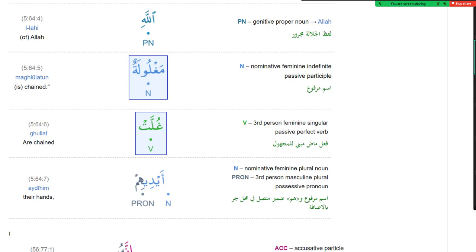And we have غلت. This is madi majhul غلت. Okay, and it has come in the same ayah. So مغلولة is like مفعولة. This is feminine, right? مغلولة. This is feminine because you have a ta marbuta.